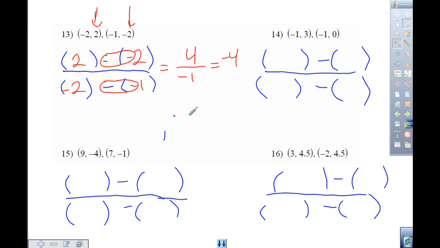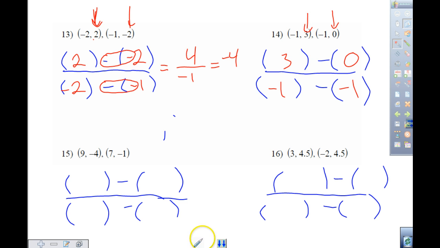Wait, isn't the first one supposed to be negative? The 2? It is. And no. See, it's positive 2. There, the y. Oh, no. This one's negative. Yeah. The second numbers go on top. Second numbers on top. 3 and 0. 3 minus 0. On the bottom are the x values. Negative 1 over negative 1.